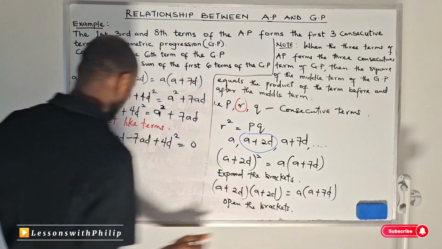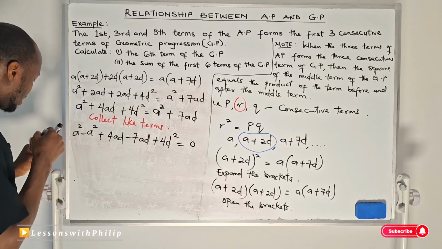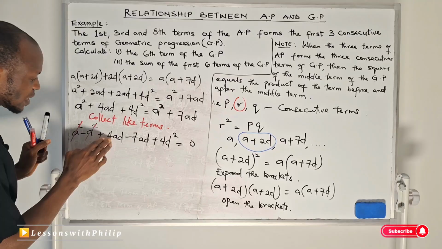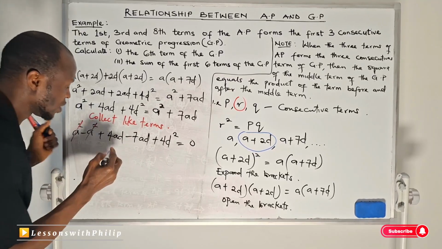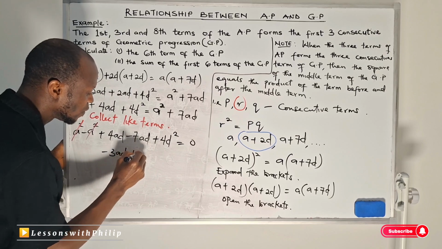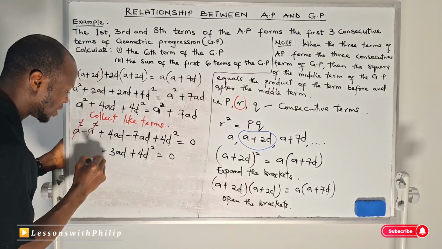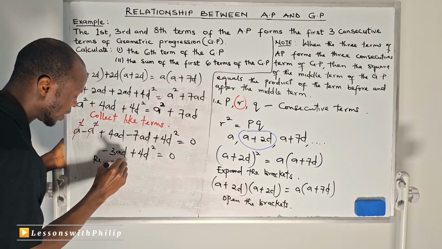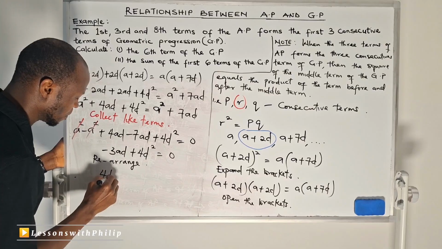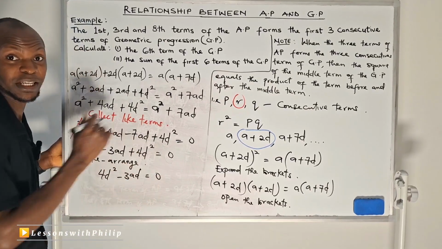Now, this one will definitely disappear. A squared minus A squared will give us 0. So this one will go away. So 4AD minus 7AD will give me minus 3AD plus 4D squared equals 0. So I can rearrange this. If I rearrange this mathematics, we have 4D squared minus 3AD equals 0. I only rearrange that mathematics.